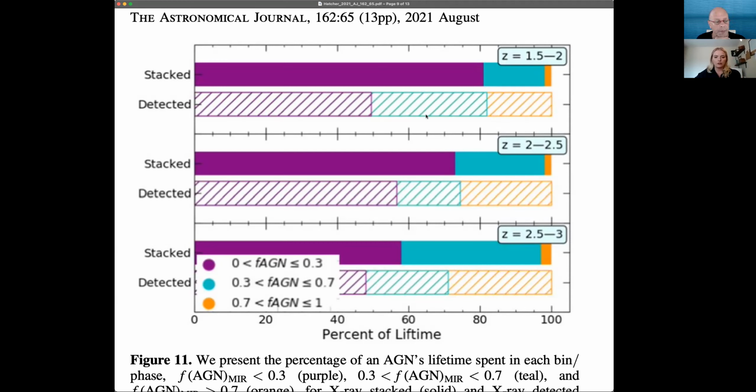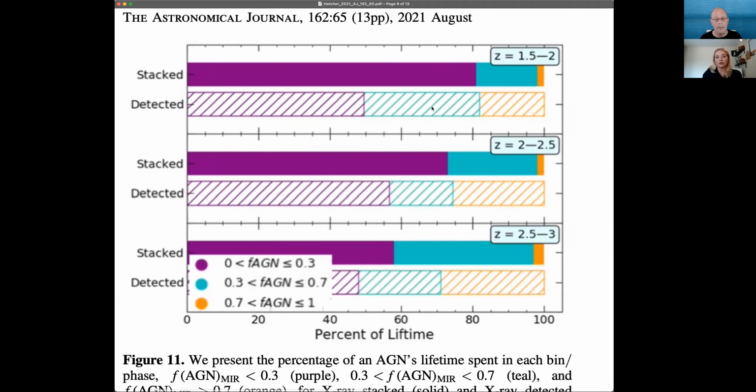The solid bars are the lifetimes for the stacked galaxies, and the hashed is the detected. We only look at redshift 1.5 to 3 because below that, not everything was classified as AGN. It didn't have high enough luminosity. So this has shown us that an AGN spends most of its time in the 0 to 0.3 phase, both detected and stacked. So both obscured or unobscured, it's mainly spending its time in a very low IR luminosity phase.